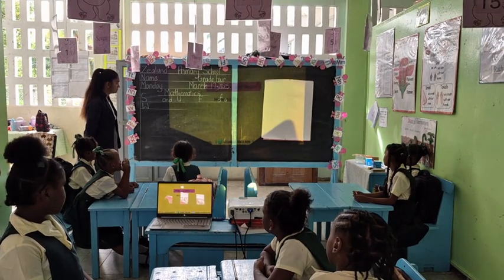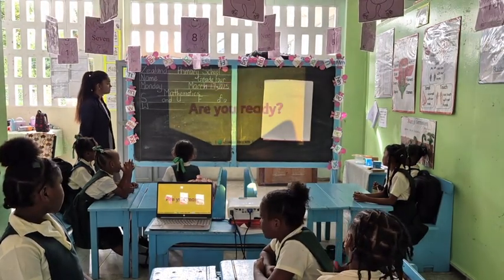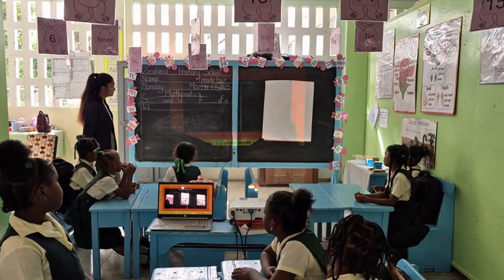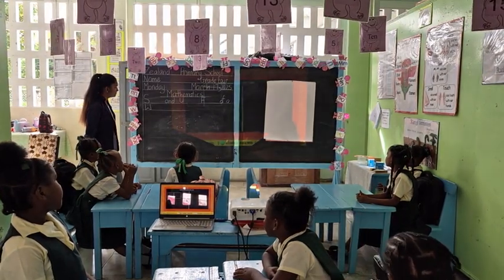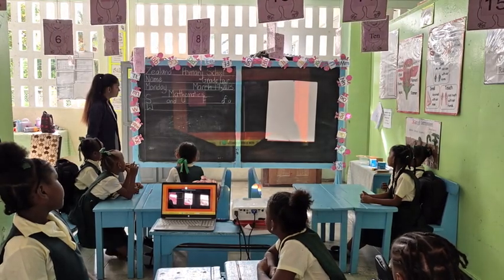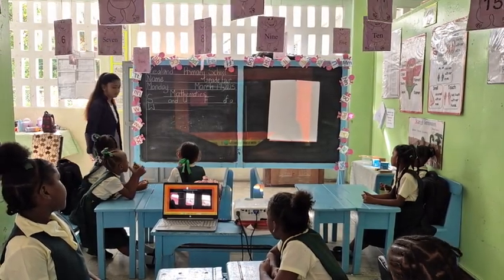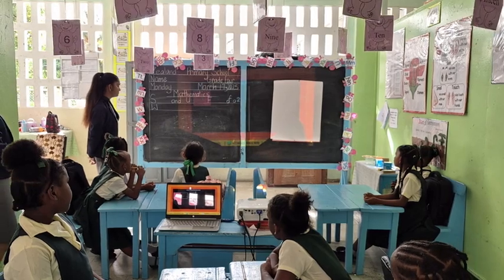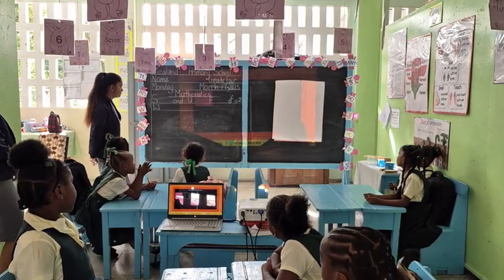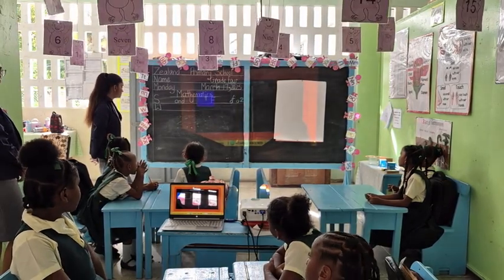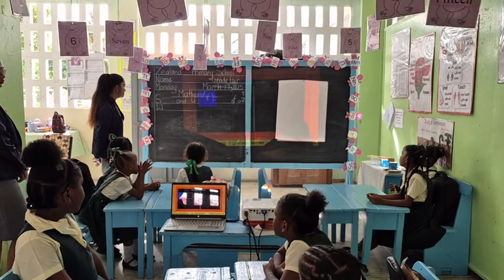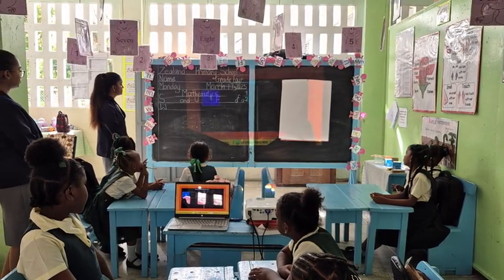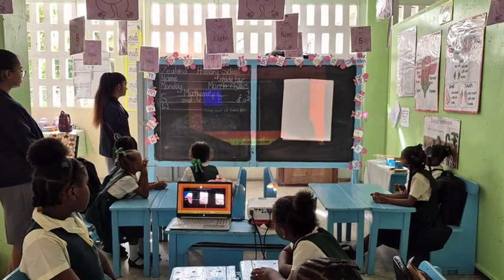To find the fraction of shapes. Are you ready? Let's start. The base is divided into two parts. 1, 2. So I write down 2. How many parts are shaded? Just 1. So the shaded part becomes 1 over 2. So this is 1 out of 2 parts. It's shaded. This is how to interpret it.